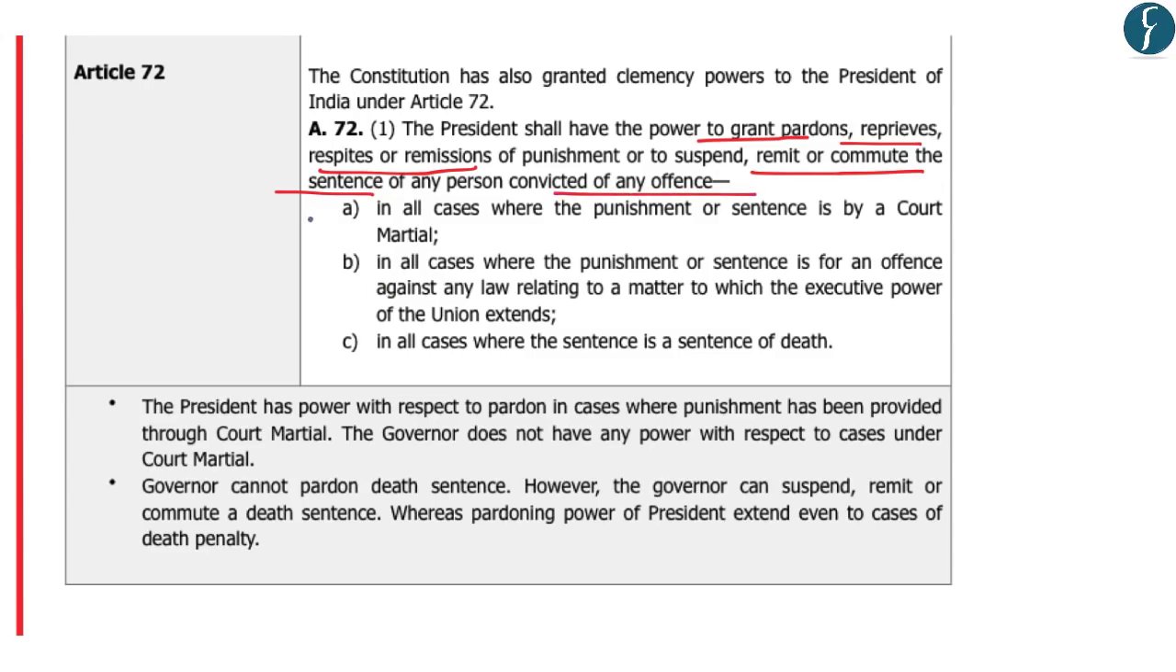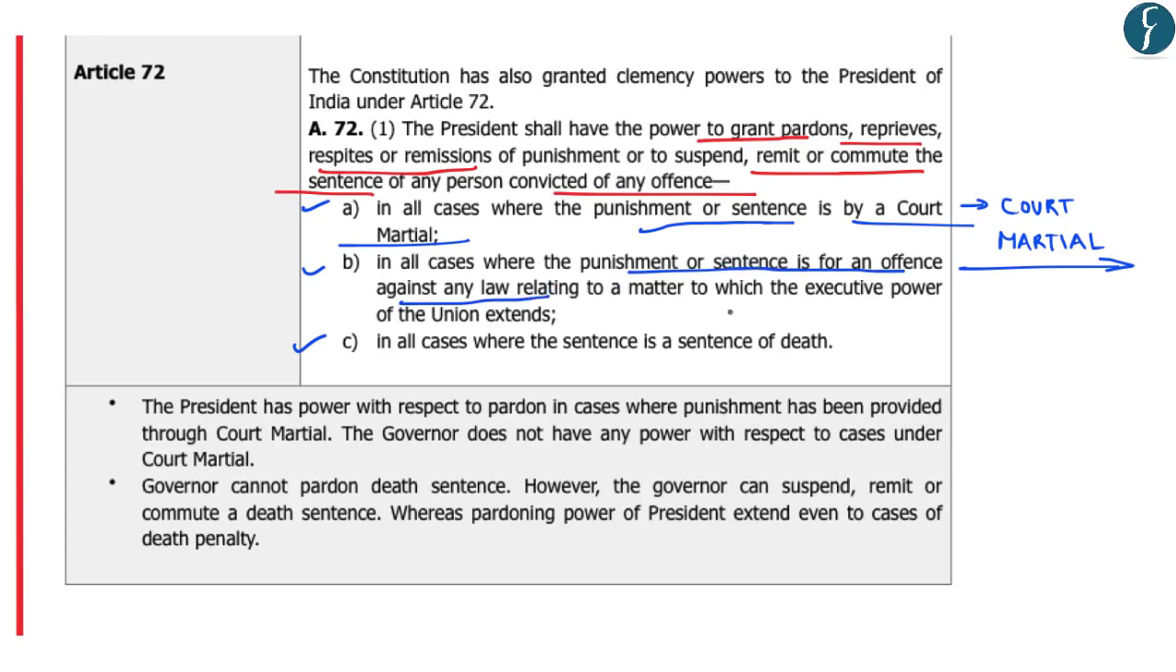However, in this case, there are 3 important facts which must be understood with respect to clemency power of the President. It says that this applies to all cases where the punishment or sentence is by a court-martial. Further, in all cases where the punishment or sentence is for an offense against any law relating to a matter to which the executive power of the union extends, and further in all cases where the sentence is a sentence of death.